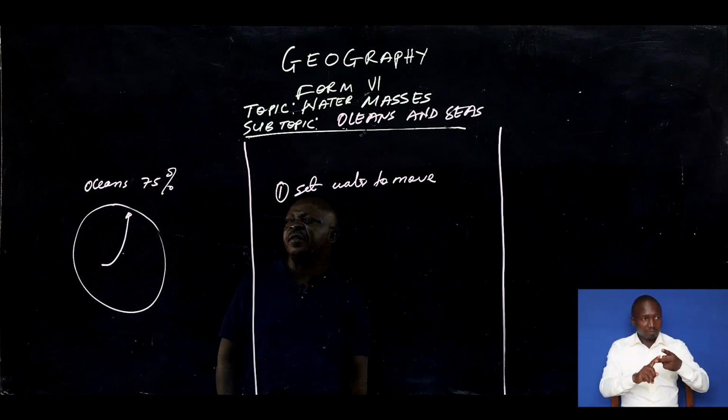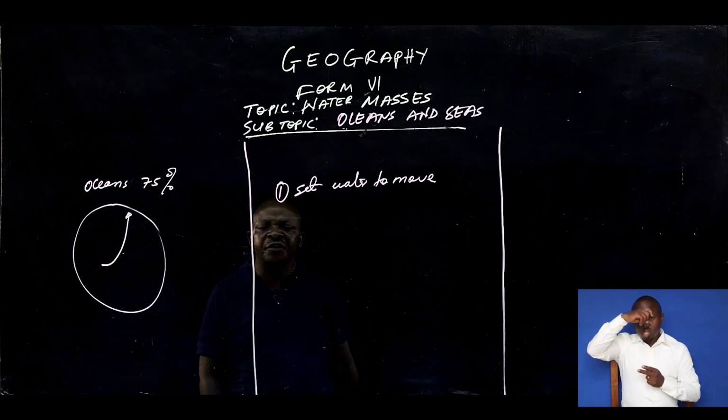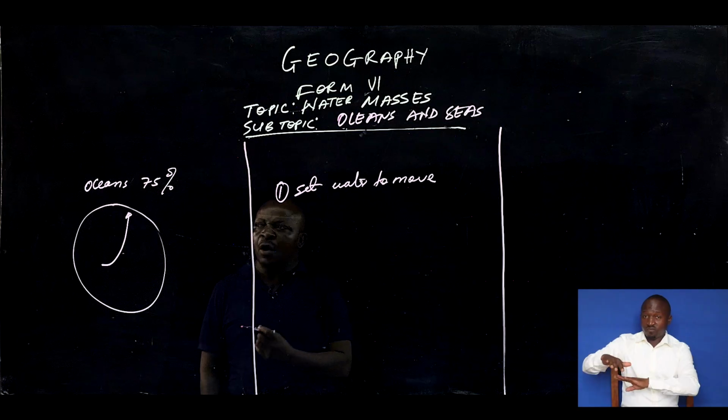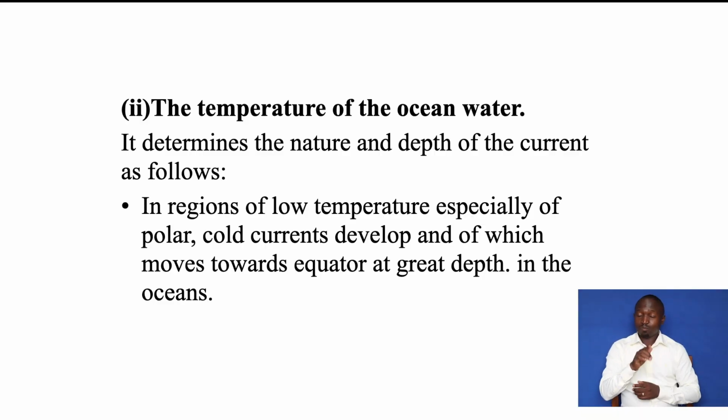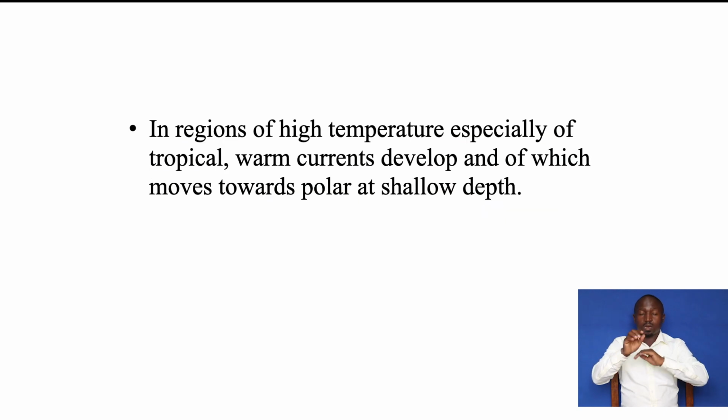Secondly, we have the point of temperature of the ocean water. Here we have this elaboration. It determines the nature and the depth of the currents as follows. In regions of low temperature, especially of polar, cold currents develop and move towards the equator at great depths in the oceans. In regions of high temperature, especially of tropical, warm currents develop and move towards the poles at shallow depths.